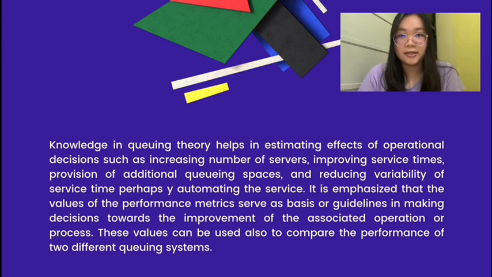Knowledge in queuing theory helps in estimating effects of operational decisions, such as increasing number of servers, improving service times, provision of additional queuing spaces, and reducing variability of service time, perhaps automating the service. It is emphasized that the values of the performance metrics serve as basis or guidelines in making decisions towards the improvement of the associated operation or process. These values can be used also to compare the performance of two different queuing systems.